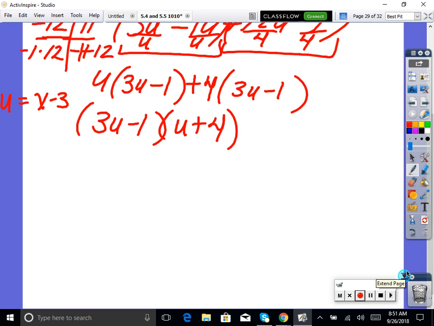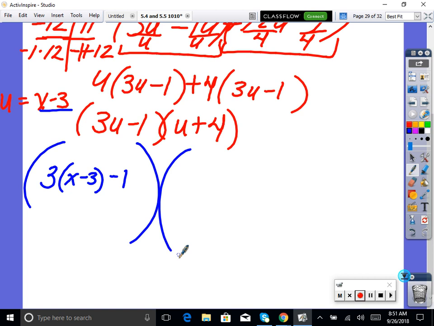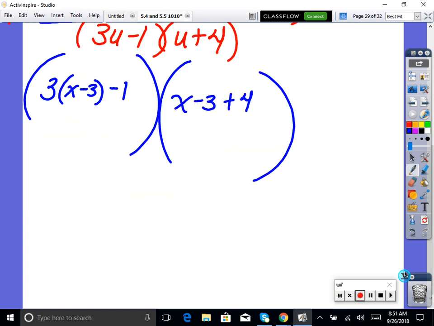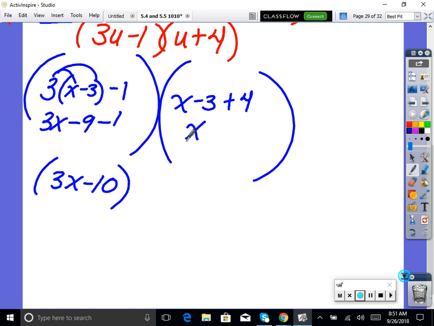So we have 3 times all of U. U is that, so we need parentheses. So we have a big parenthesis, and we have a 3 times X minus 3. Then we still have minus 1. Then we have a parenthesis. We have an X minus 3 plus 4. So now let's simplify inside the parentheses on each. So that's 3x minus 9 minus 1. So that becomes 3x minus 10. Then on this one, combine like terms, so that's x plus 1. X plus 1.